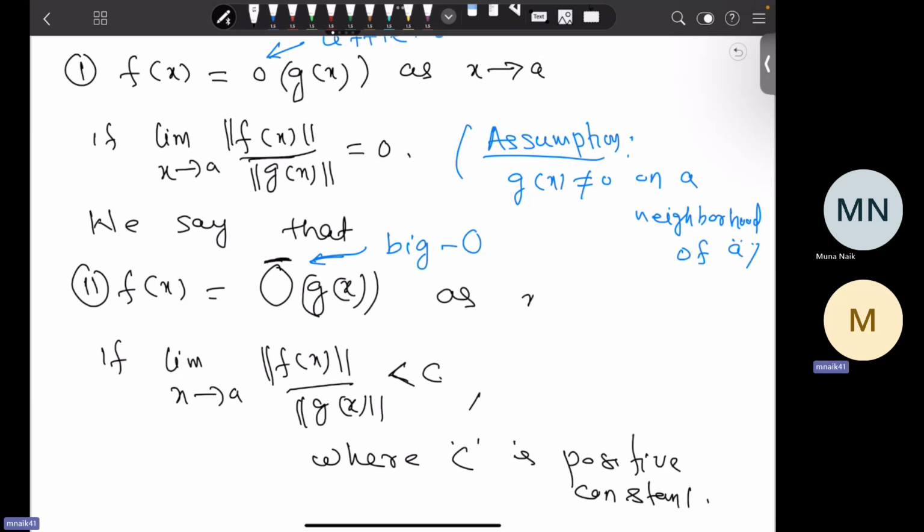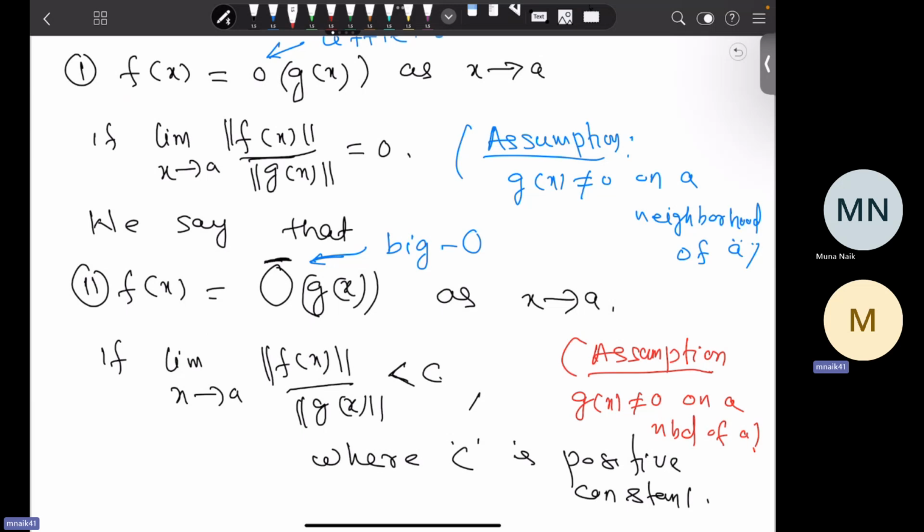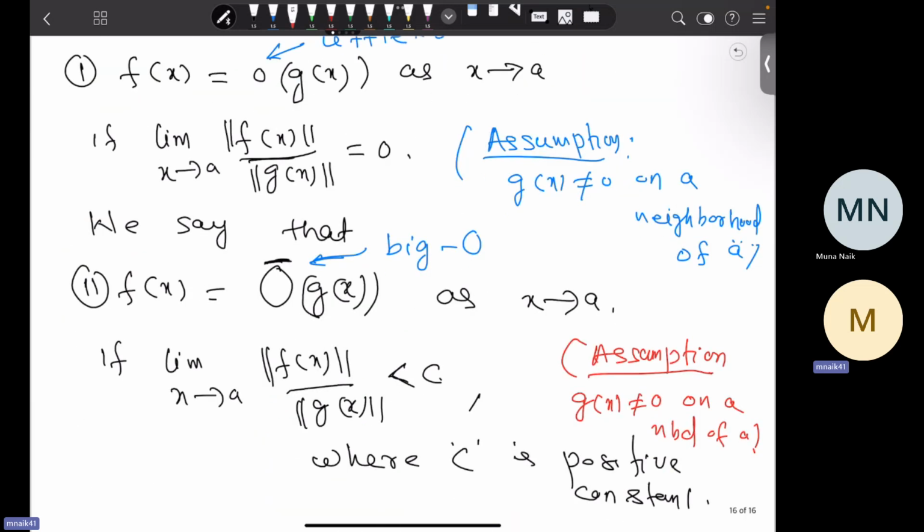Here also, as x tends to a, you have to write it, and you have a similar assumption about g(x): g(x) is not equal to 0 on a neighborhood of a.